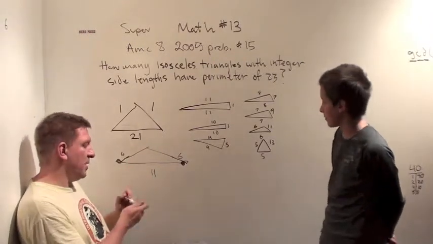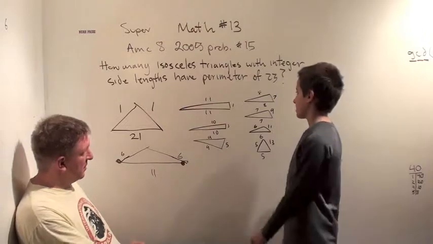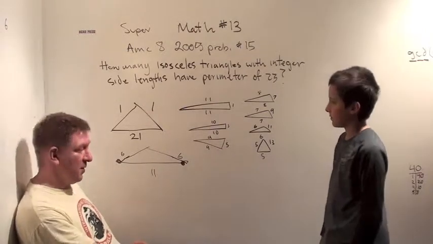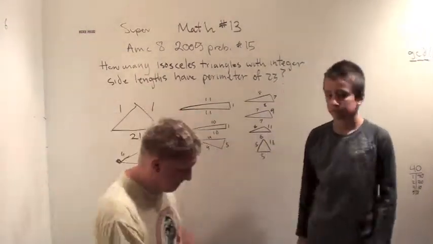So what is the answer? How many of these triangles are there? There's 6. All right. Good job. Good job.